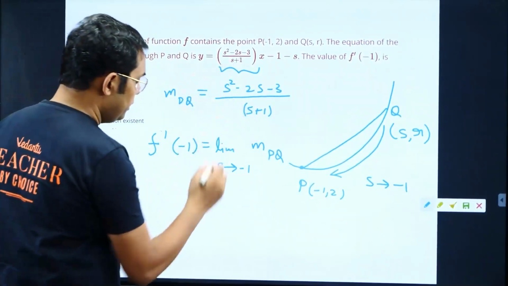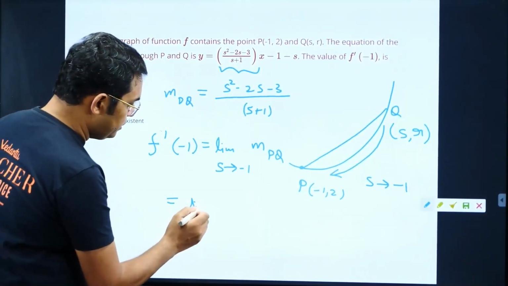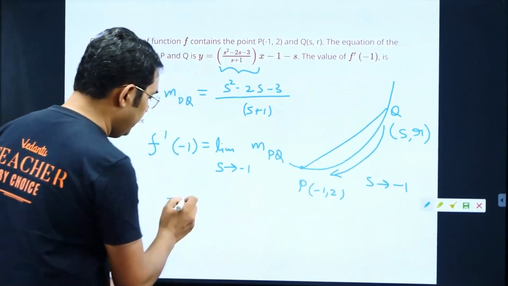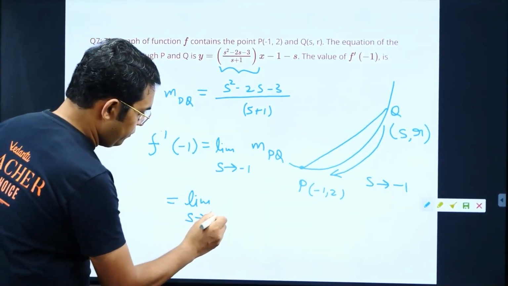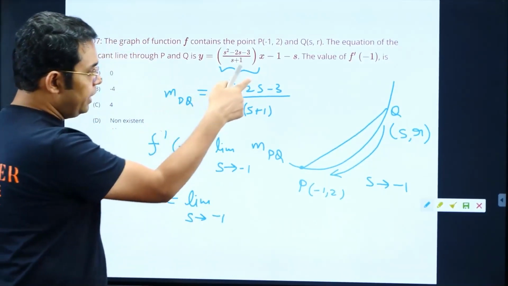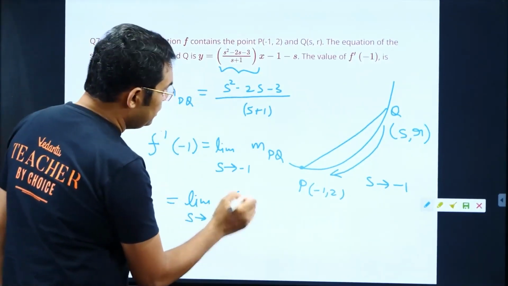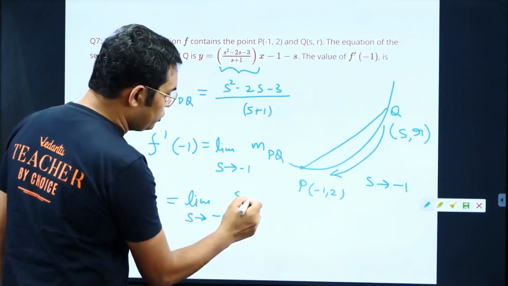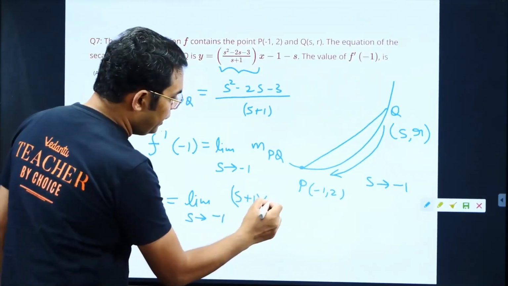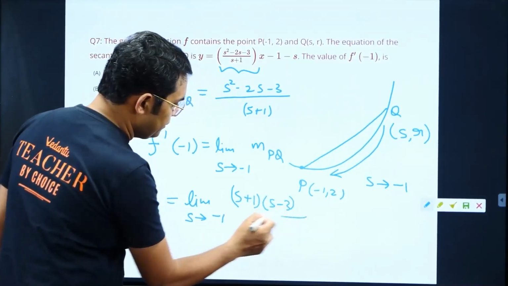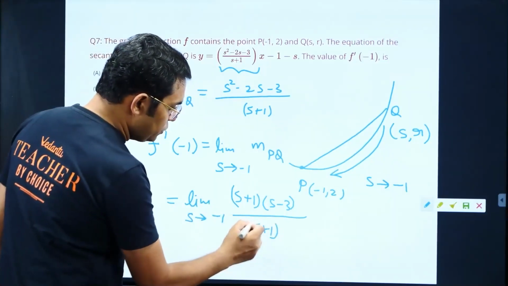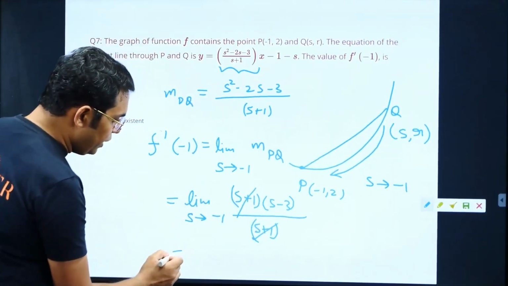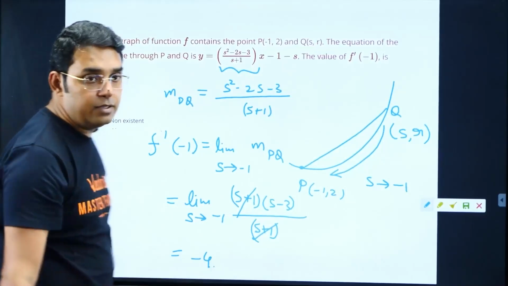Now we have to find the limit of this expression. I think we can factorize it also. It is (s plus 1) and (s minus 3). You can check (s plus 1)(s minus 3) upon (s plus 1). So s plus 1 is getting cancelled, so we are getting minus 4 as the answer.